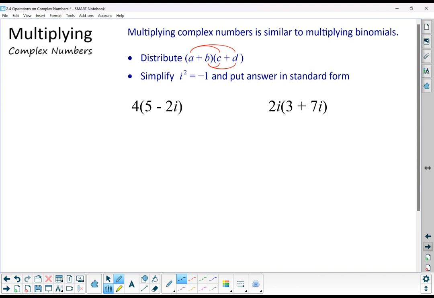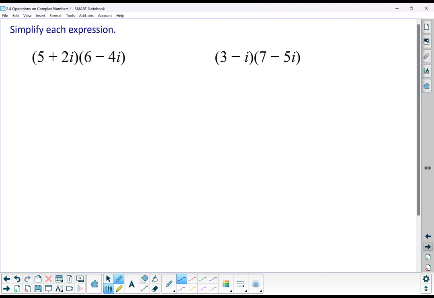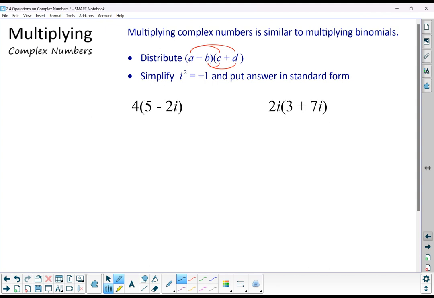If we have a complex number like 5 minus 2i that we want to multiply by 4, or 2i times 3 plus 7i, we're going to have to use distributing. And in a second, we're even going to be multiplying two complex numbers like these together. So we'll have to do a lot of distributing. We need to distribute these and perform the multiplication, and then simplify our answer and put it into standard form.